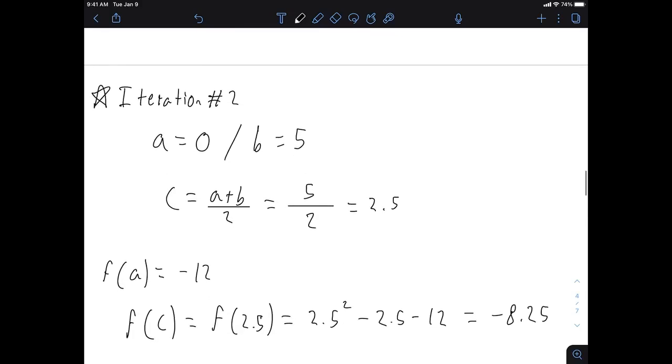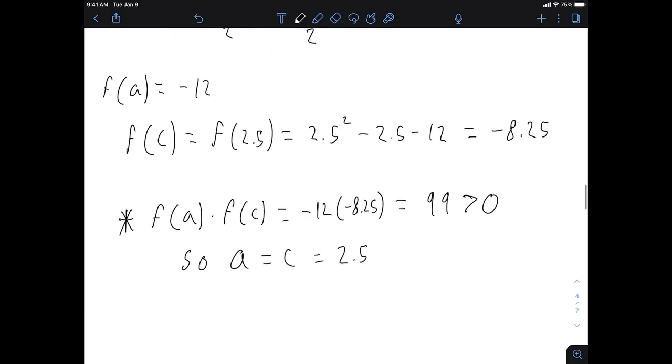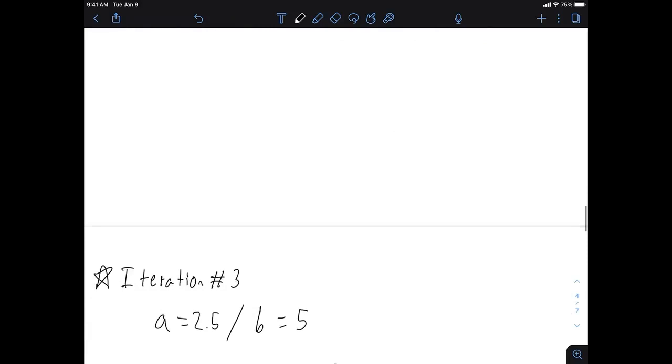As you can see, here is iteration 2, right? F of A is the exact same. F of C is now 2.5 from the new C we calculated, which comes out to negative 8.25. Doing the if statement again, you can see that it's 99, which is greater than 0. So A is now C, not B, which is 2.5. So now the bracket is updated again for A is equal to 2.5 and B is equal to 5. And you can see how the bracket, A and B, are slowly converging to our root value, which is 4.